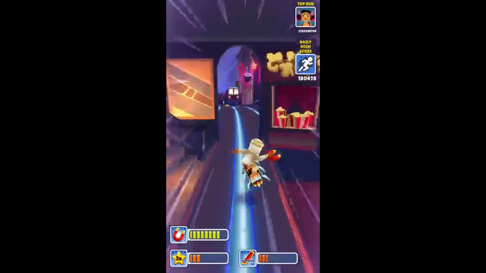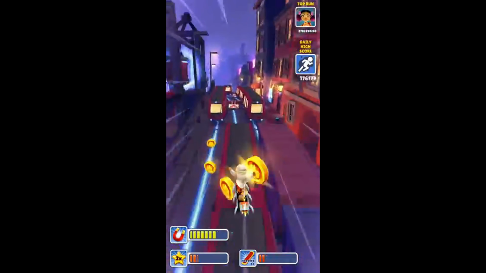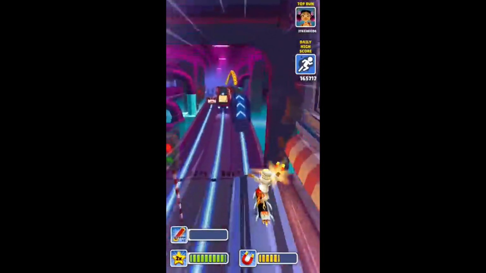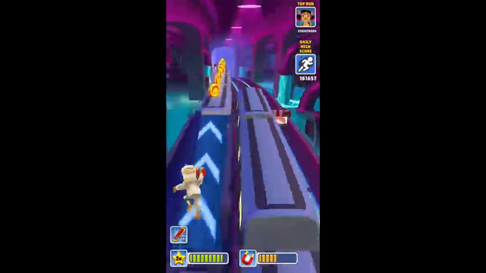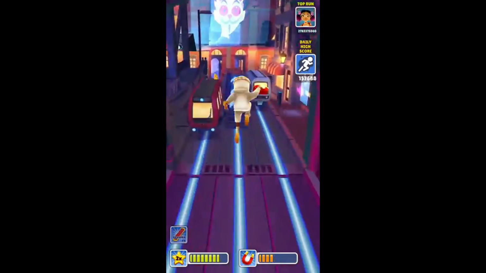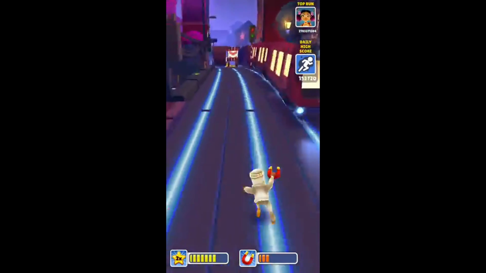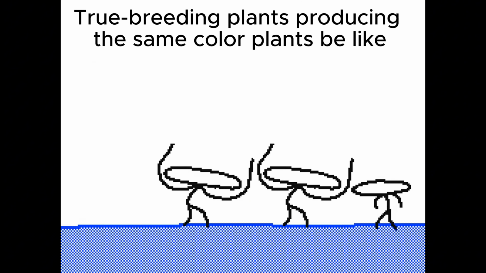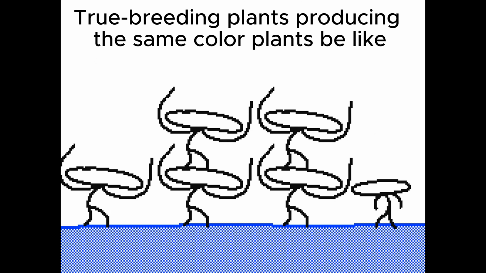He also noticed that pea plants could be either true breeding, meaning that if they were allowed to self-pollinate, they would always produce offspring with the same trait, or not. True breeding plants would always produce offspring with the same flower color when self-pollinated.